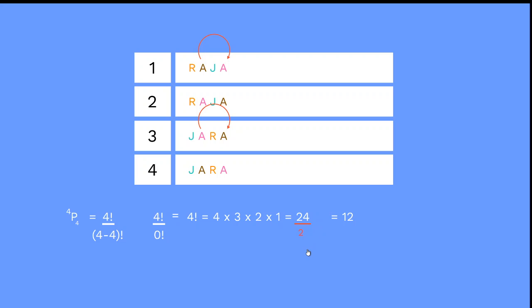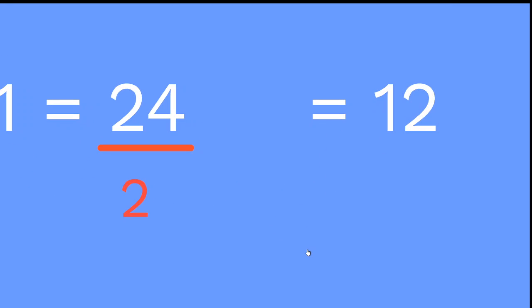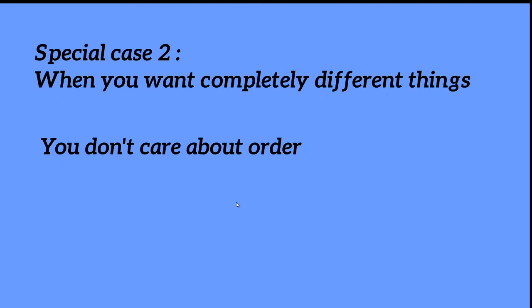Now again, this 2 is not a magical number. Raja has 2 A's, and 2 A's can be arranged in 2p2 ways. 2p2 is 2 factorial. So this 24 by 2 is actually 2 factorial, but the answer of 2 factorial is 2 into 1, 2. So it was just coincidence that 2 factorial became 2. That is why the answer didn't change. Answer was 12 itself. So actually what we divided by 2 is actually 2 factorial. Okay. Now, so that was special case number 1.